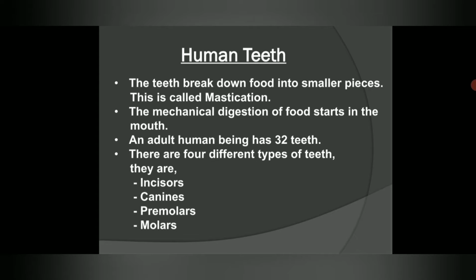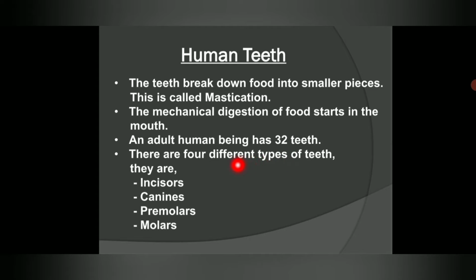Do you know that a kid can have a maximum of 20 milk teeth? These milk teeth fall off after a certain age, and when he grows up he will have 32 teeth. That means an adult human being has 32 teeth.